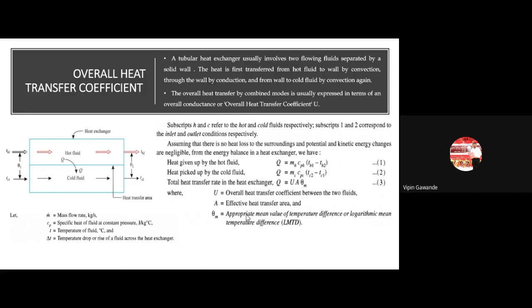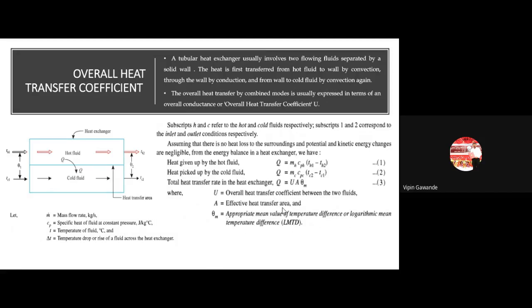Theta m is called LMTD, or the logarithmic mean temperature difference. And in the GATE examination, most questions are asked on this LMTD: calculate what is the LMTD. So this is the log mean temperature difference.